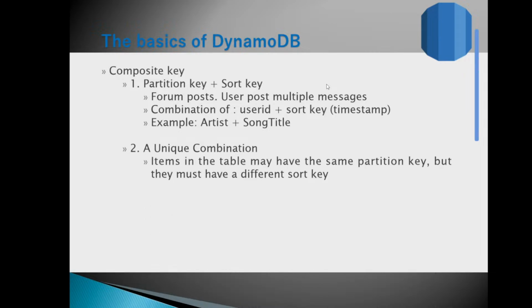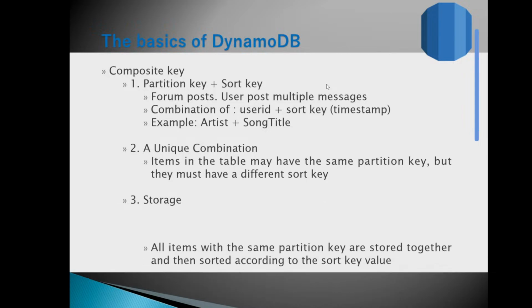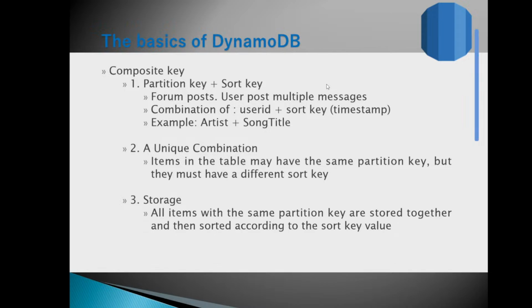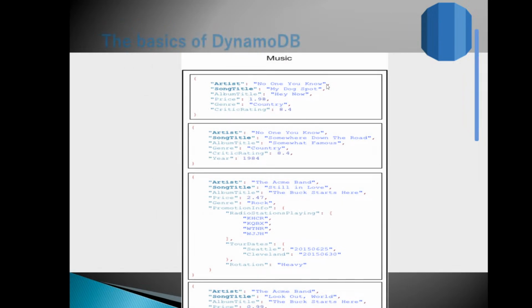artist plus song title. A unique combination. The items in the table must have the same partition key but different sort keys. All the items with the same partition key are stored together and then sorted. So this is how your data will be stored. Something like this, you can see the artist and the song title are different.